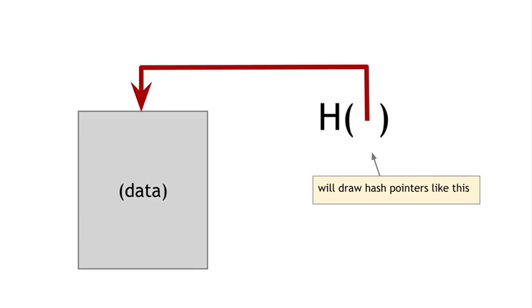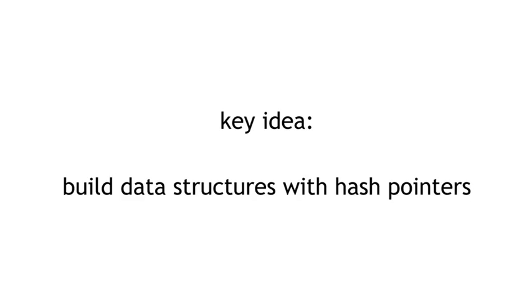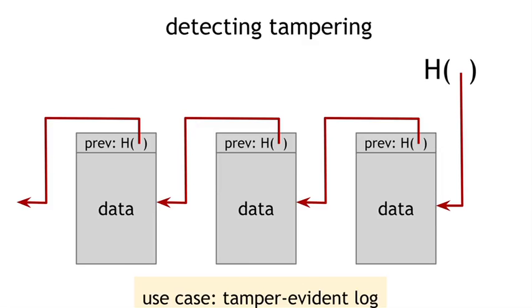we last saw it. And we can take hash pointers and use them to build all kinds of data structures. A key idea here: take any data structure, a linked list, a binary search tree, or something like that, and implement it with hash pointers instead of pointers as we normally would. For example, here's a linked list that we've built with hash pointers. And this is a data structure that we're going to call a blockchain.